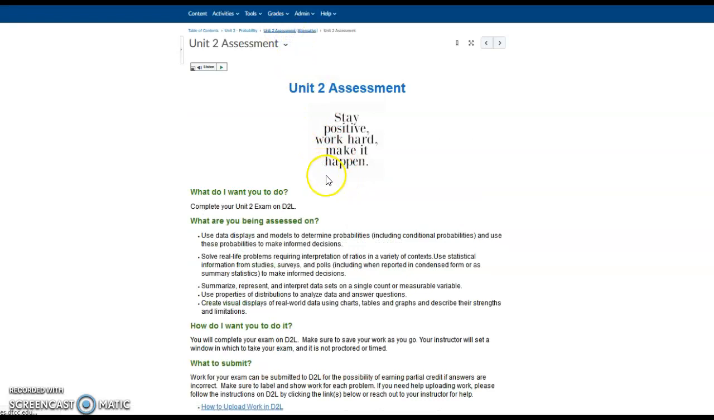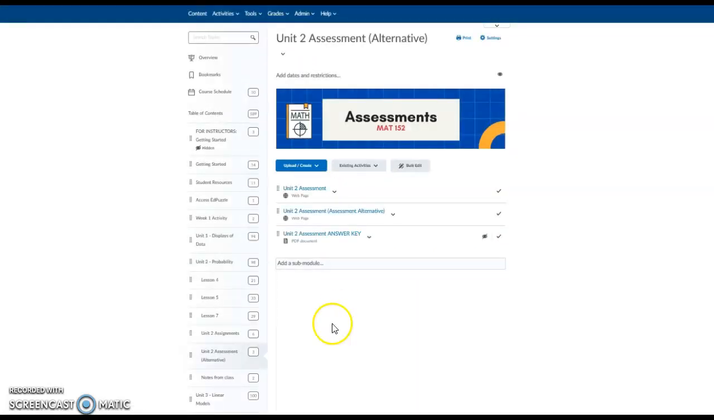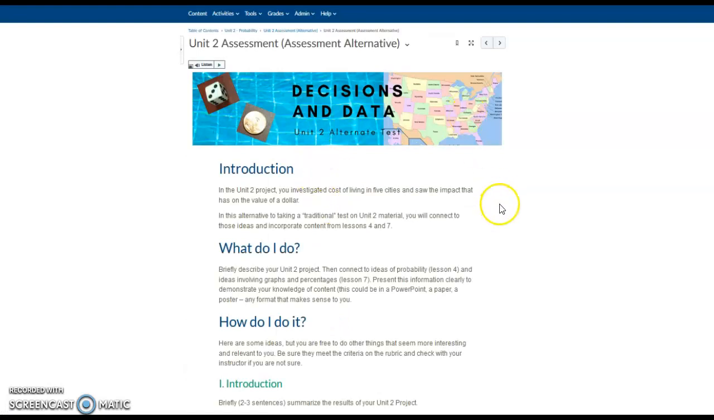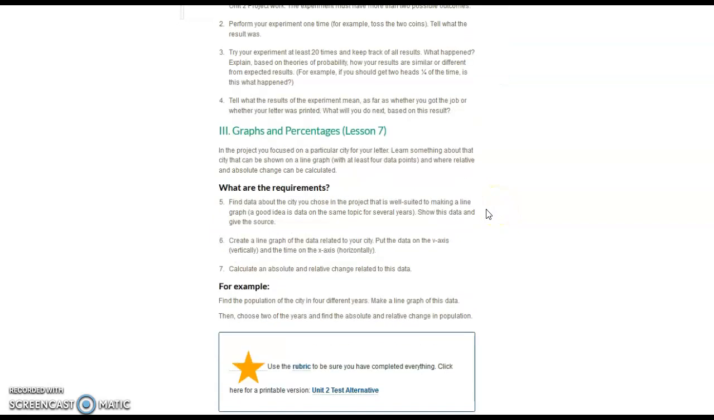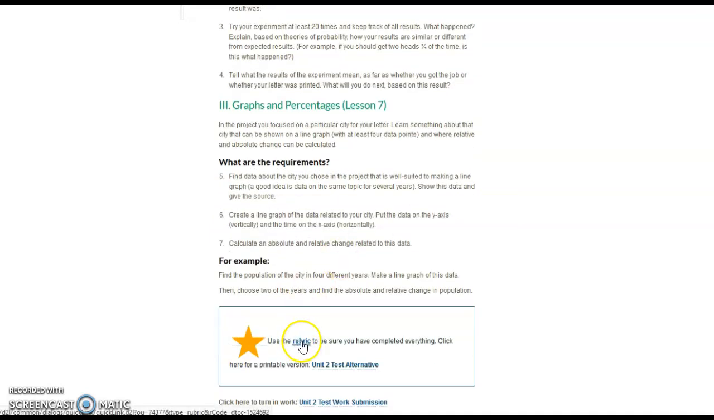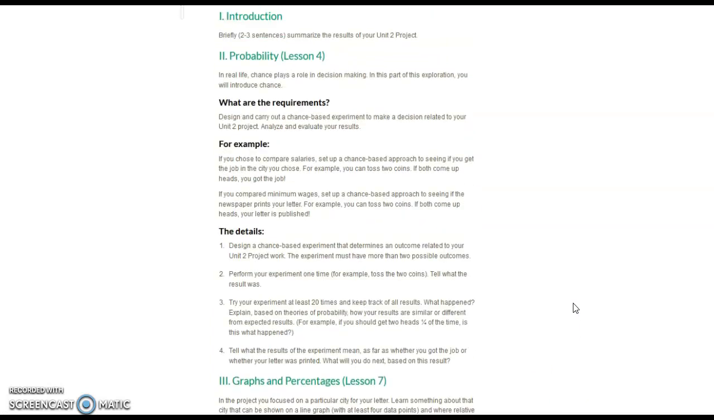The other option is the Unit 2 test alternative. Please make sure to read through all the instructions and requirements. And all the way down at the bottom, we see a rubric here. This is going to go over how you'll be graded for this assessment. And here's also a printable version of the Unit 2 test alternative. Again, I recommend reading through all of this information first and then deciding which of the two assessments you would like to complete.